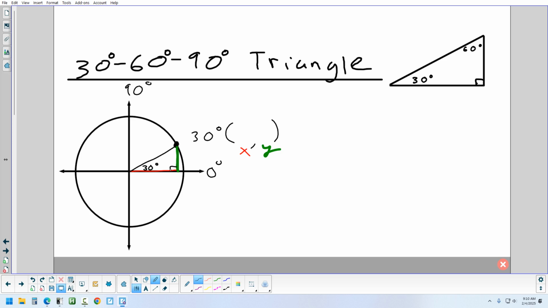All right. So let's look at that triangle a little bit. Is there any side that I already know the length of? Oh, hypotenuse. Yeah, I already know the hypotenuse. How long is that? 1. Okay.